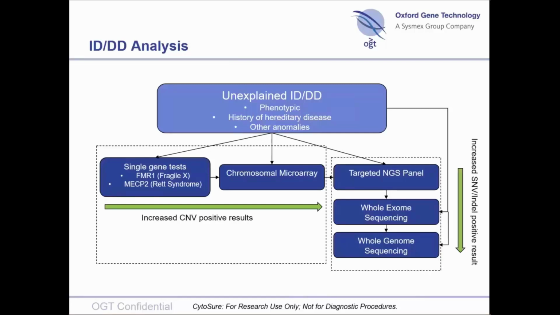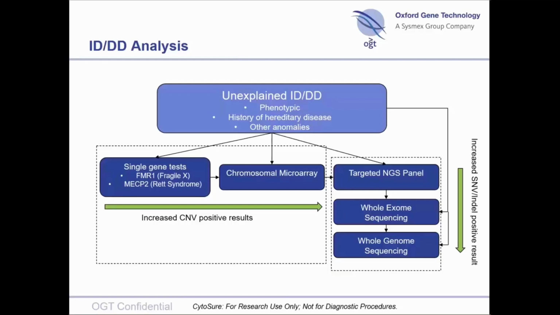There has been a trend now to move towards NGS platforms for constitutional analysis. And there are different ways to go about this NGS analysis. So you have your targeted panels, which are curated panels of genes that have been known to be involved in particular disease types.